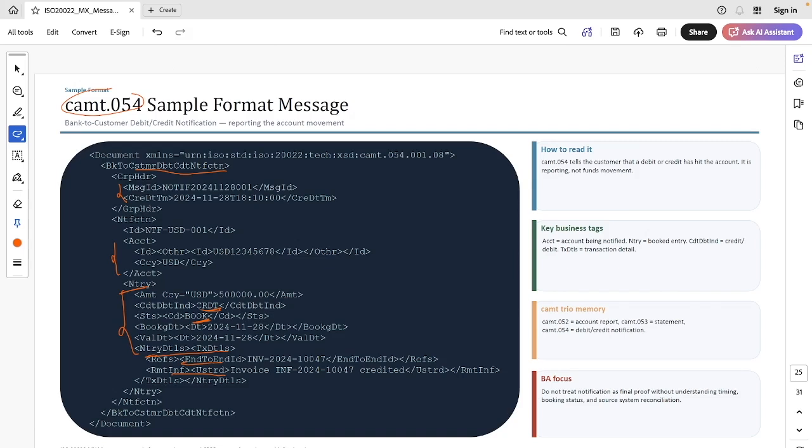For a BA to focus, do not treat CAMT.054 blindly as a final proof without understanding the timing, the booking status, the source system, and reconciliation rules. It is a notification, and its interpretation depends on how the bank and customer systems use it.